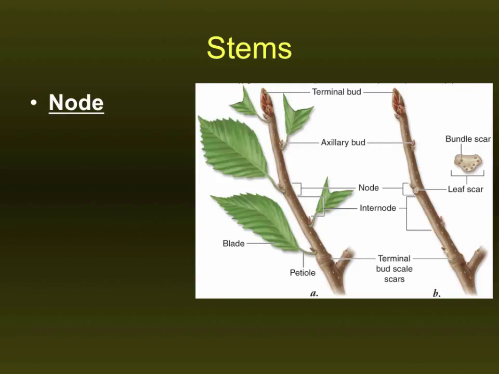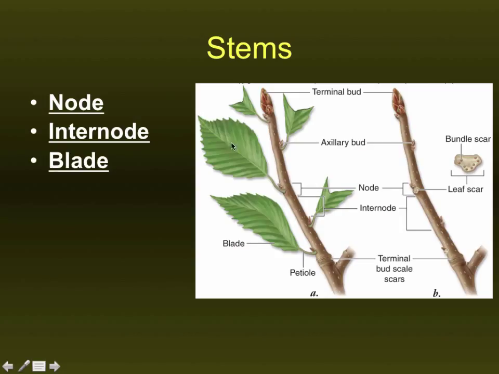We've seen some of these terms before, but just to orient you here, on the stem we have nodes, and so any point along the stem where something branches off, we call that a node. We can also look at internodes, so the distance between two nodes is called an internode, right? So there's a node here and a node here, and the distance between the two is called an internode.